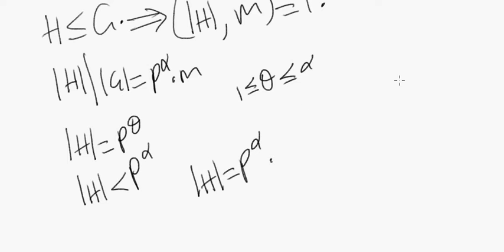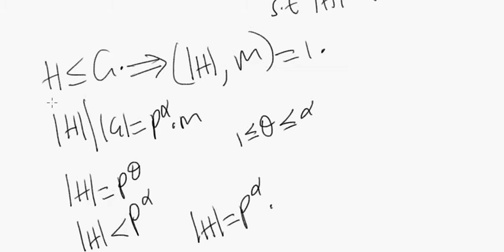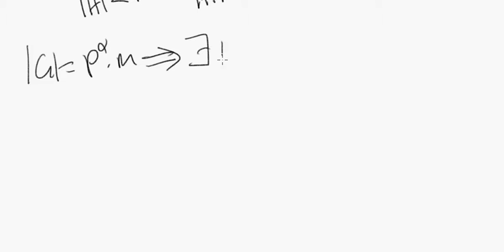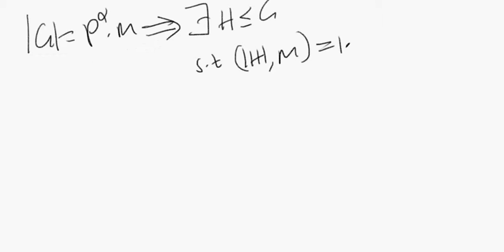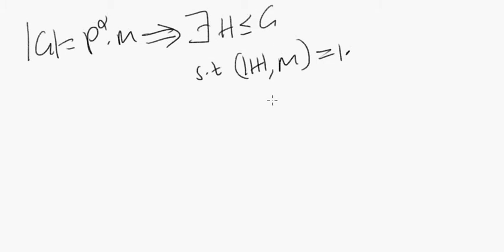So the first question is, how do we know we can find a subgroup H of G such that the order of H is relatively prime to m? That is not so clear that we're able to do that. So let's see. Why is it that if the order of the group equals p to the alpha times m, then there exists some subgroup H of G such that the GCD of the order of H and m equals 1? Well, why is that true? Why are we guaranteed of this?